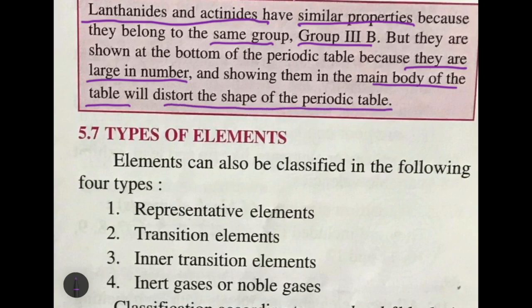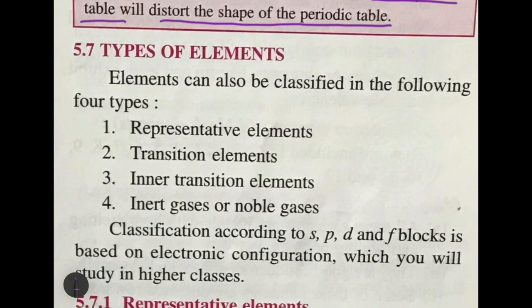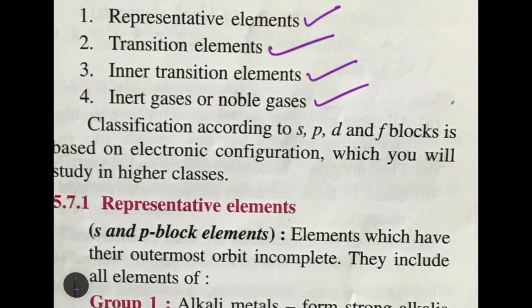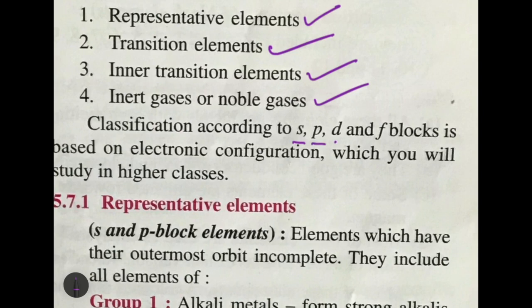Okay, now moving on to the types of elements. There are 4 types of elements. The first one is representative elements, second one is transition elements, third one is inner transition elements, and the fourth one are the inert gases or noble gases. So classification according to SPDF blocks is based on electronic configuration. Okay, this you'll be learning in your higher classes.